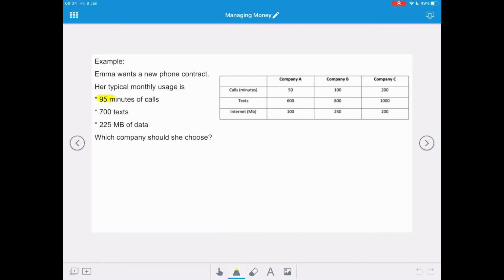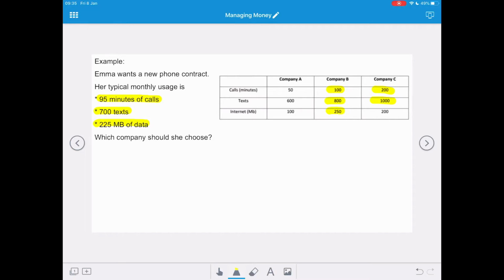So she wants 95 minutes of calls. Company A doesn't have enough, but B and C both exceed that amount. She wants 700 texts. Again, A doesn't meet the criteria, but B and C both exceed it. And she wants 225 megabytes of data, and the only company is B.